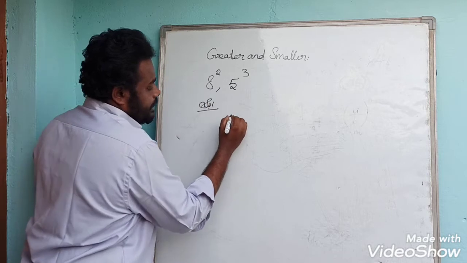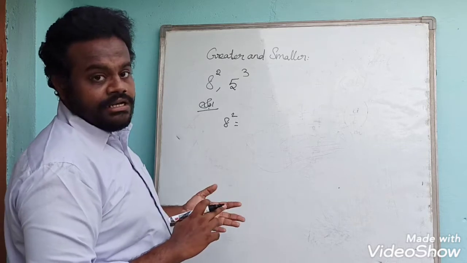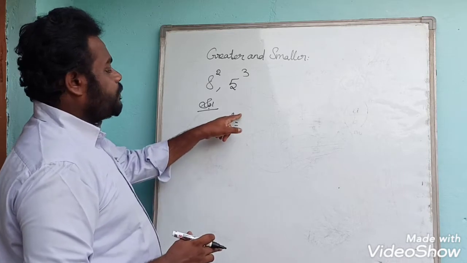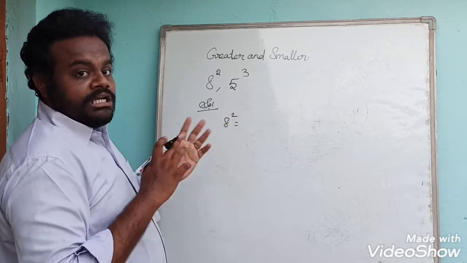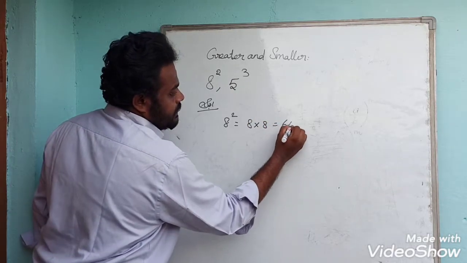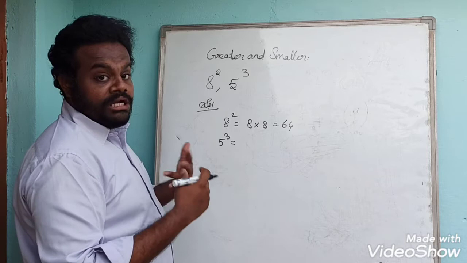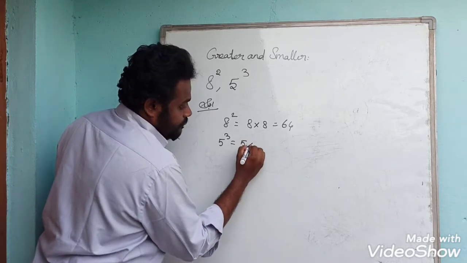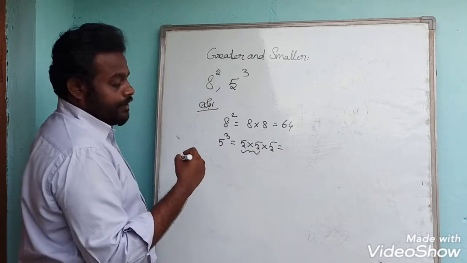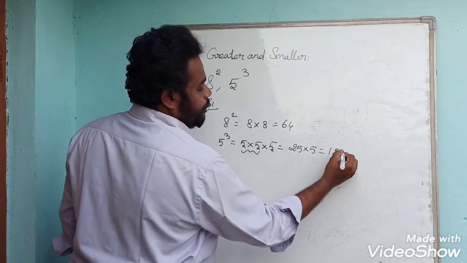So 8 square can be written in the form already told. An exponent is nothing but an expression that represents repeated multiplication of the same factor. So 8 to the power 2 means 8 is multiplied twice: 8 into 8. 8 eights are 64. So what is the meaning of 5 to the power 3? 5 is multiplied thrice: 5 into 5 into 5. 5 into 5 is 25, into 5, we get 125.